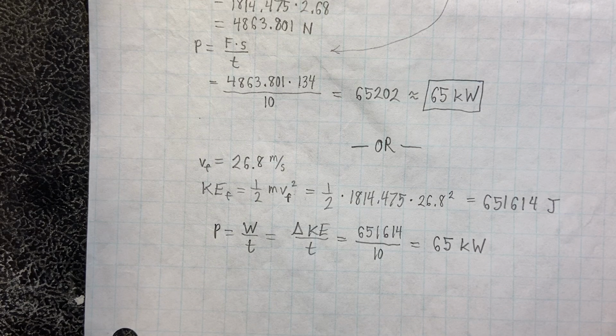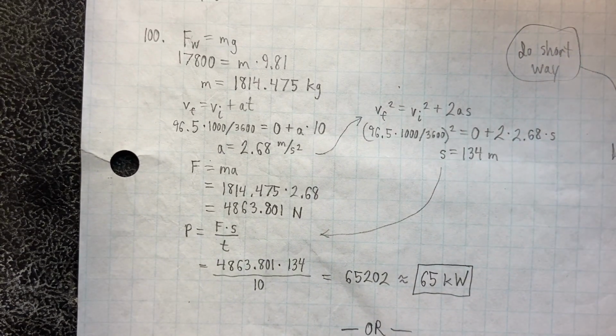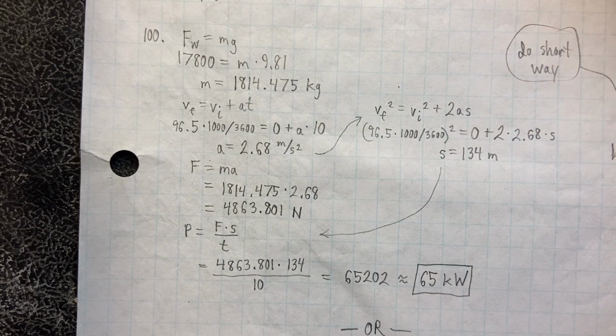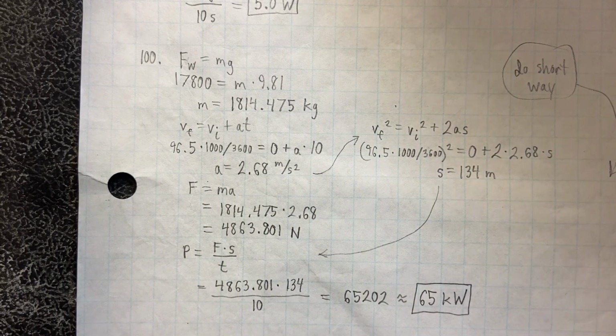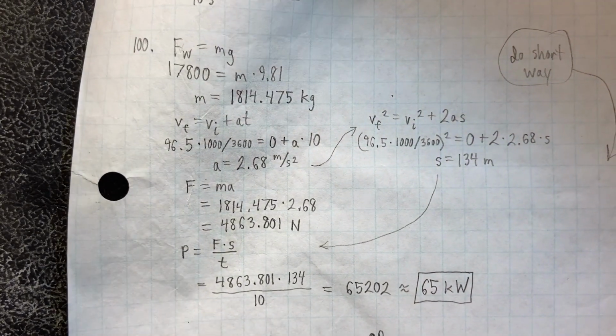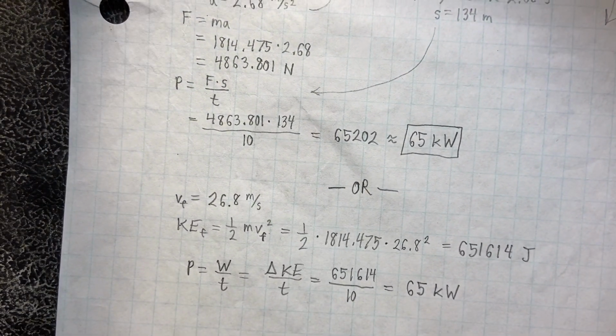Notice that 65202 is not the same as 65161.4, but with significant figures it ends up being the same. And the only reason it's not the same is because if you look at all those calculations we did, and the fact that we use 9.81, which is an approximation, we're going to come out with something that's a little tiny bit different. But with significant figures, we end up with the same answer.